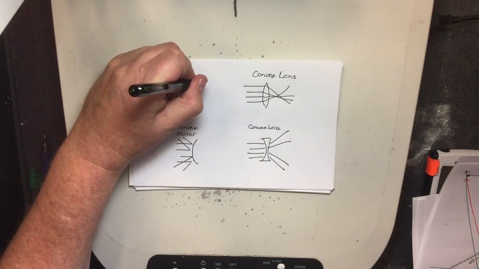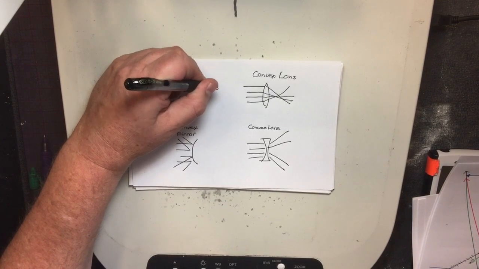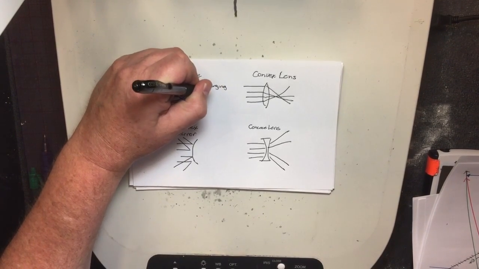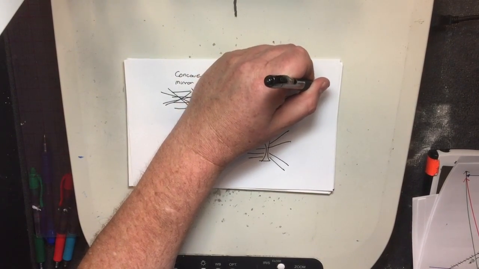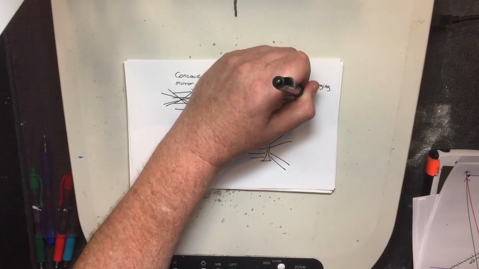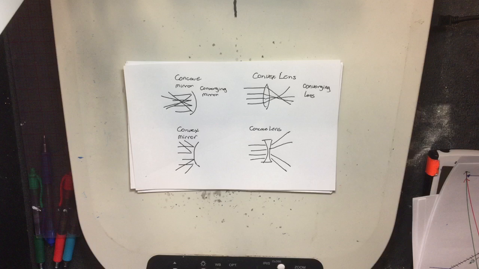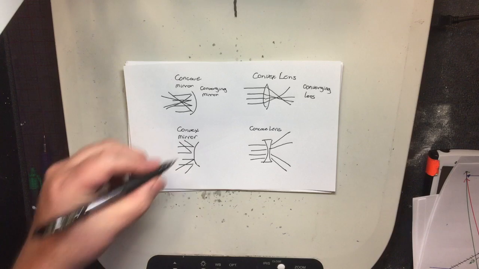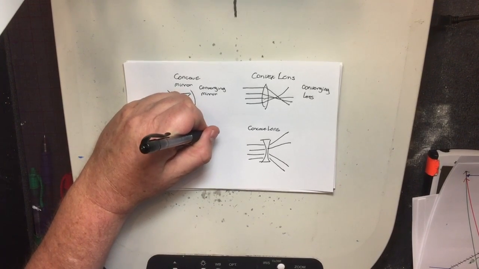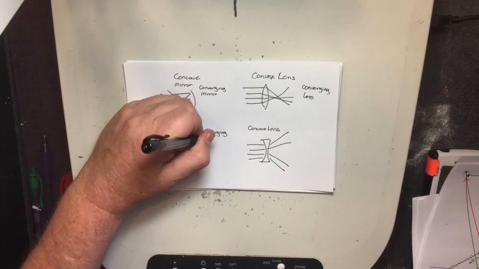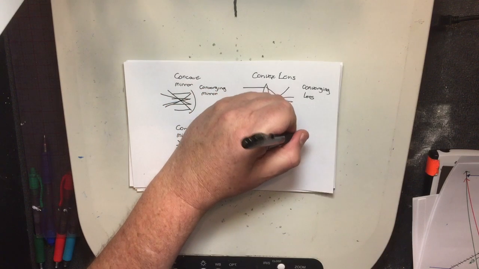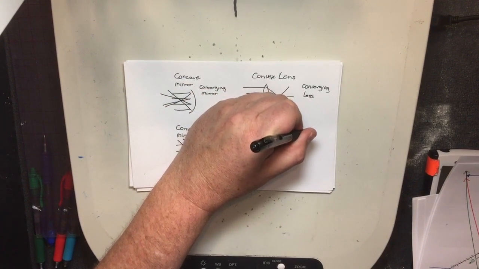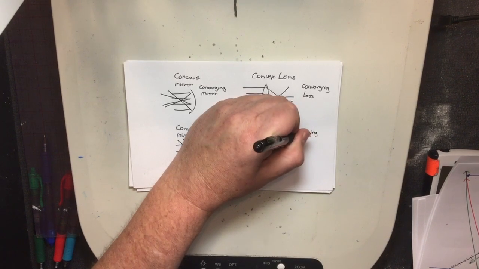They converge light. So this is a converging mirror, this is a converging lens. Convex mirrors and concave lenses diverge the light. So this is a diverging mirror. Concave lenses are diverging lenses.